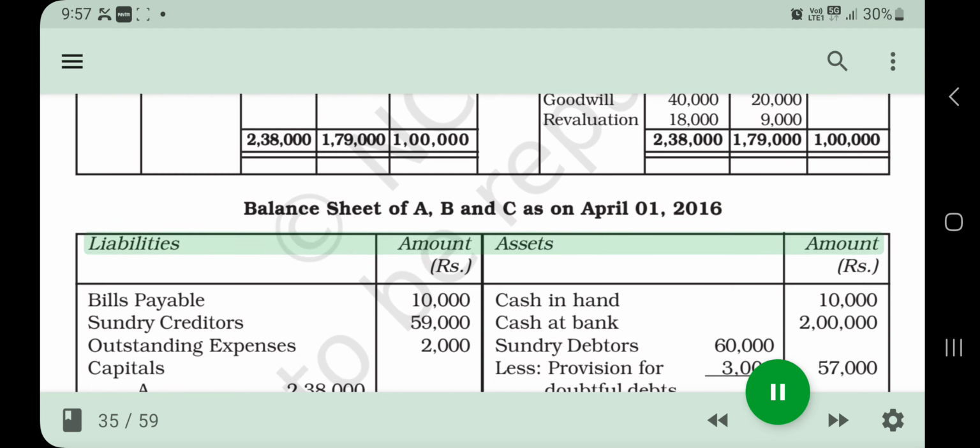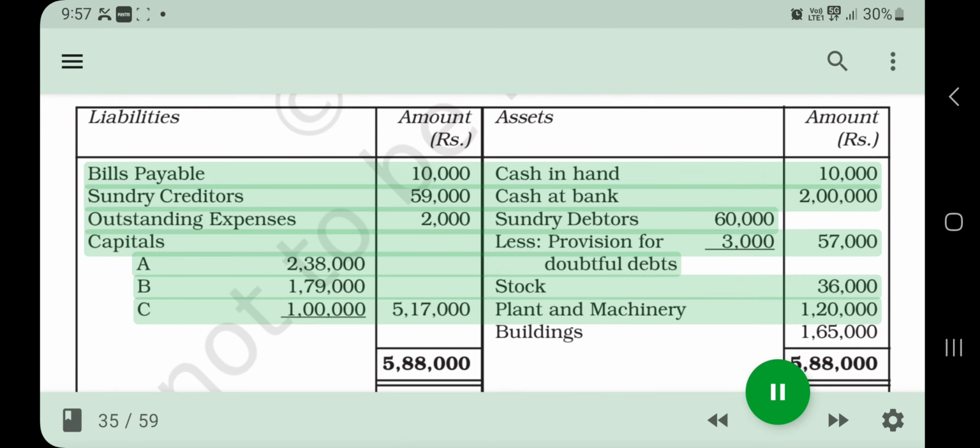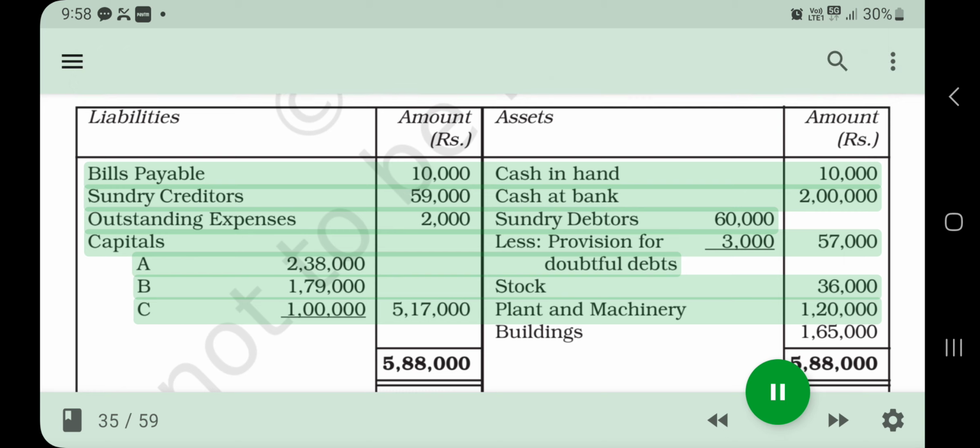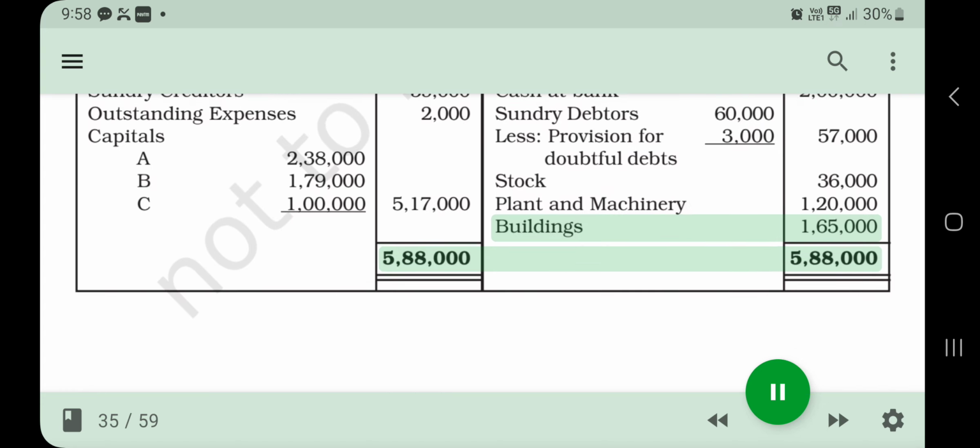Liabilities amount, assets amount. Bills payable 10,000, cash in hand 10,000, sundry creditors 59,000, cash at bank 200,000, outstanding expenses 2,000, sundry debtors 60,000, capitals less provision for doubtful debts 3,000 57,000, A 238,000, B 179,000, stock 36,000, C 100,000, 517,000, plant and machinery 120,000, buildings 165,000, 588,000, 588,000.